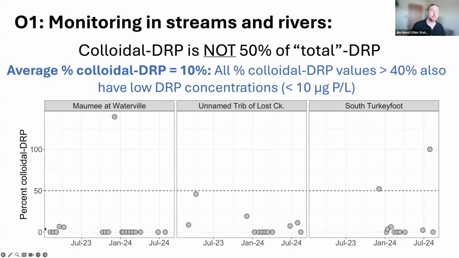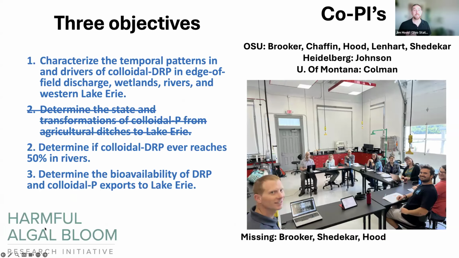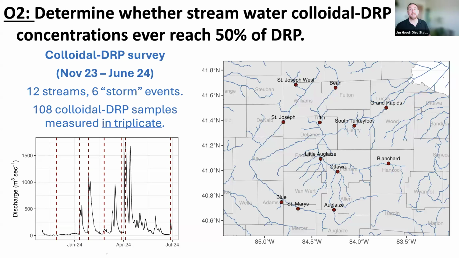After seeing this first year of data, we went back, nixed our second objective, and decided to focus on determining whether or not colloidal DRP ever reaches this 50% level, particularly during storm events. So we designed a survey where we focused on 12 streams across the Maumee watershed. After taking a sample in November of 2023, under low flow, we focused on trying to chase storm events and sample these rivers when flow was the highest.